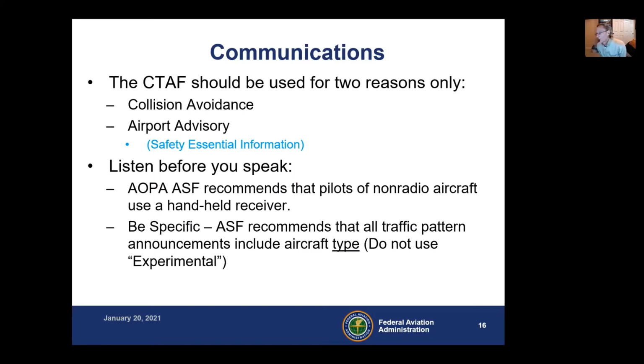Now, due to a tremendous performance differential between experimental aircraft, use the type aircraft such as Lancer. In other words, don't use experimental. AOPA Air Safety Foundation also recommends non-radio aircraft use a handheld receiver, and the ASF recommends that all traffic pattern announcements include aircraft type. Do not use experimental. The reason why is there are so many different experimental airplanes. Some are fast, some are slow. If you use Lancer, then another pilot in the pattern says, oh, I know a Lancer, that's a pretty high performance airplane. I'm going to follow him rather than put him behind me.